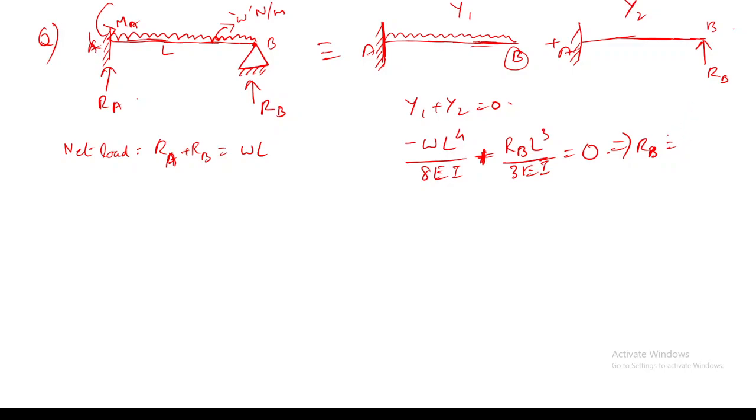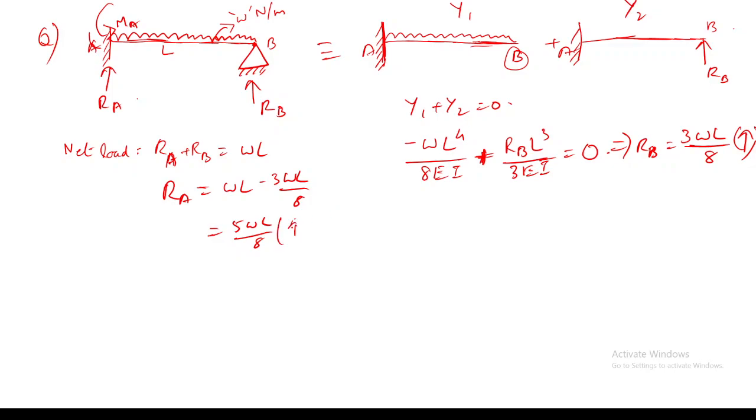3WL by 8. So RB is 3WL by 8 and the direction is upwards. And from this, what is the value of RA? You can easily find out: WL minus 3WL by 8, which will be 5WL by 8.